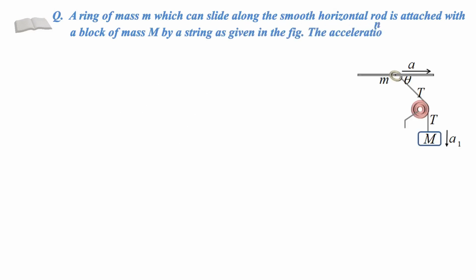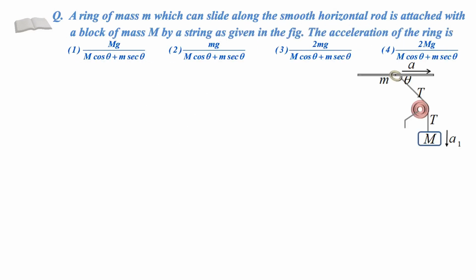A ring of mass m which can slide along the smooth horizontal rod is attached with a block of mass capital M by a string as given in the figure. The acceleration of the ring is.